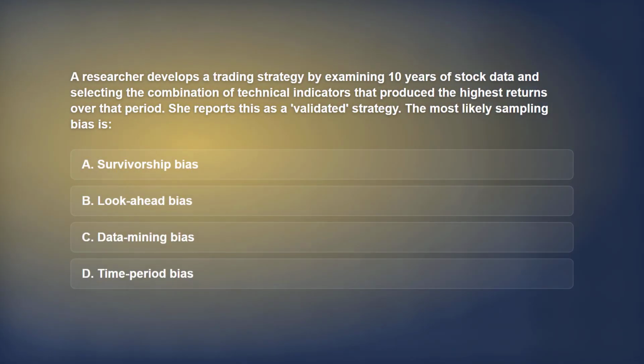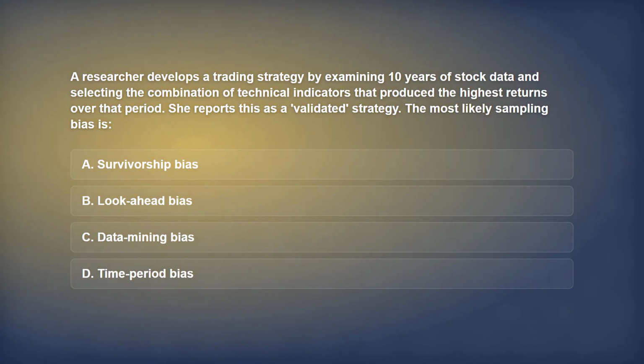Exam question 5. A researcher develops a trading strategy by examining 10 years of stock data and selecting the combination of technical indicators that produce the highest returns over that period. She reports this as a validated strategy. The most likely sampling bias is: A. Survivorship bias. B. Look-ahead bias. C. Data mining bias. D. Time period bias. The answer is C.